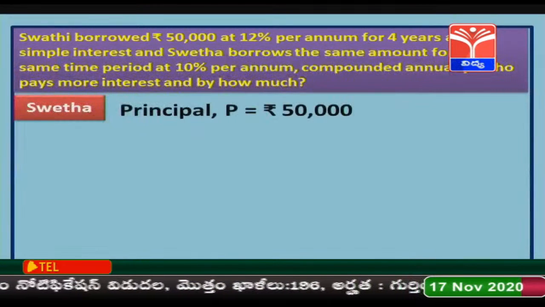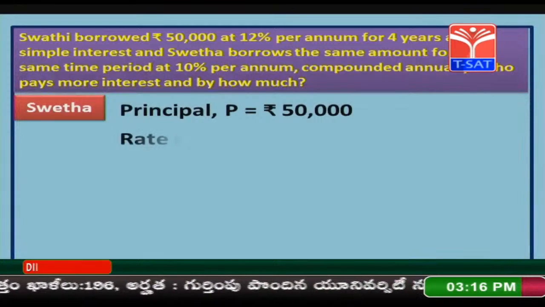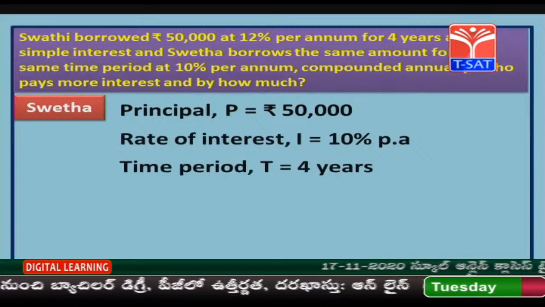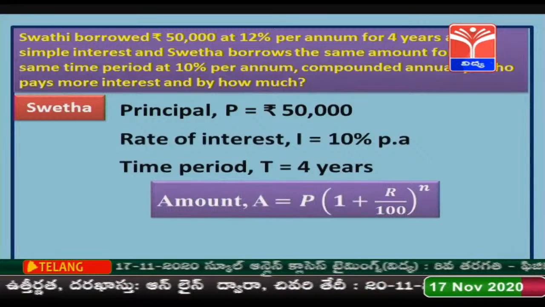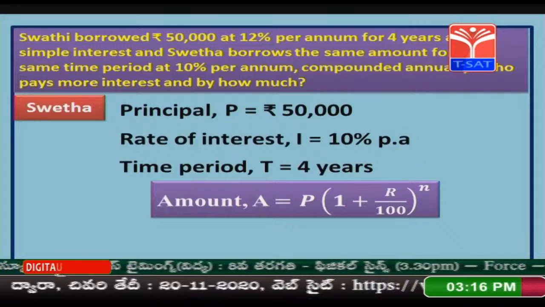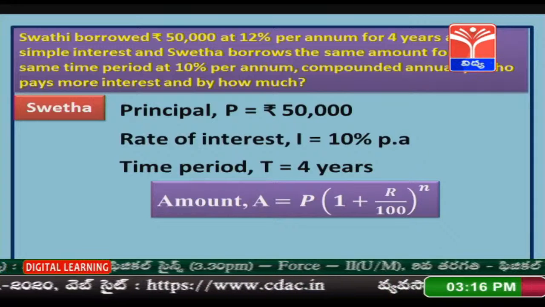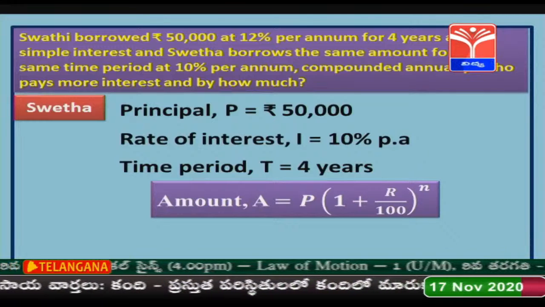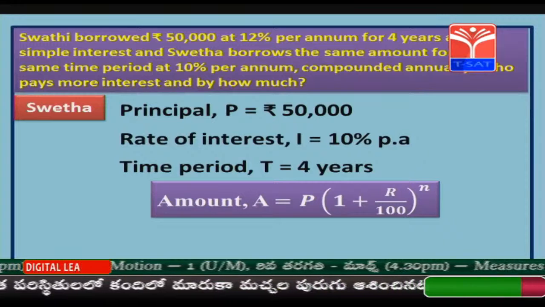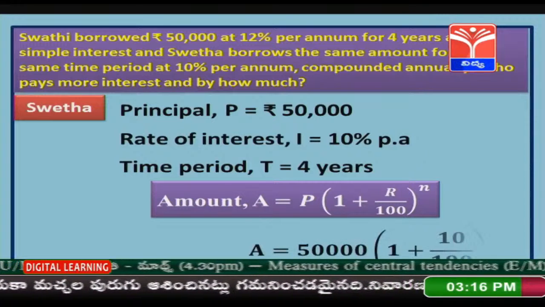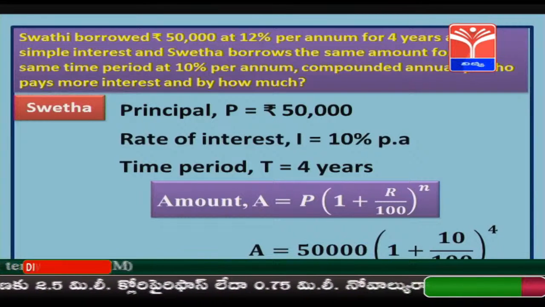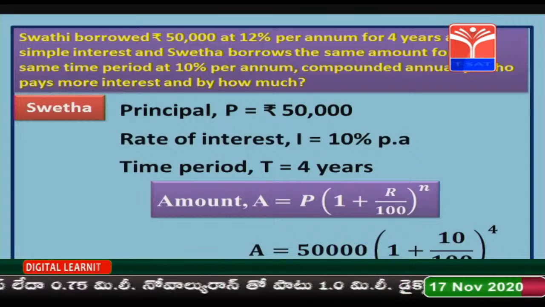Now, children, let us see about Sweta. So, principal borrowed is same, that is 50,000 rupees, rate of interest is 10% per annum, whereas the time period remains same, that is 4 years. Now, we know the formula to find the compound amount, that is A is P into 1 plus R by 100 whole power n. We use this formula because here the interest is compounded annually. So, now let us substitute the values of P and R, that is 50,000 into 1 plus 10 by 100 whole to the power of 4.